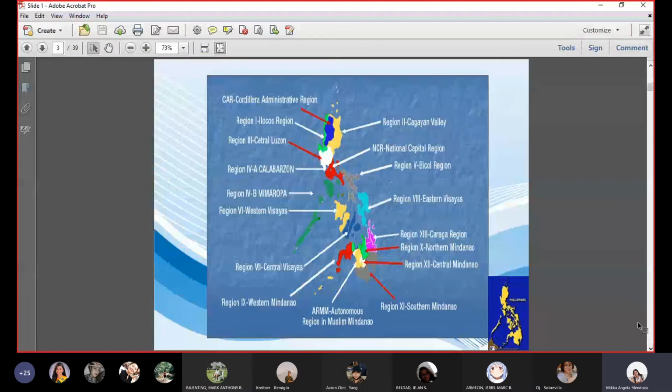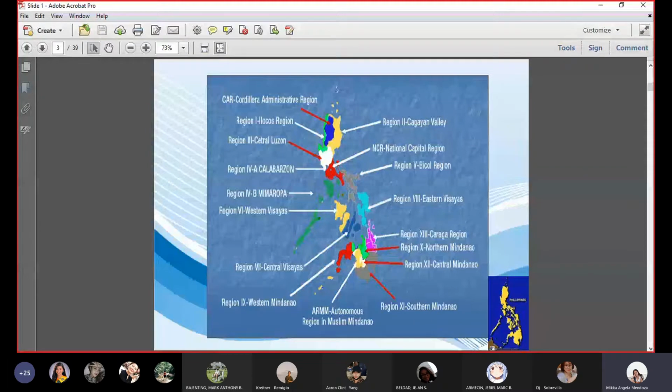Now this is the map of the Philippines. Okay, we have the Cordillera Administrative Region or the CAR. We have Region 1, that's Ilocos Region. Region 2, Cagayan Valley. Region 3, Central Luzon. Region 4A, Calabarzon. Region 4B, that's Mimaropa. Region 5, that's Bicol Region. We also have NCR, or the National Capital Region.